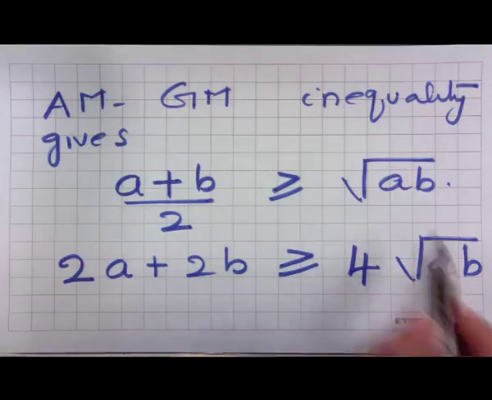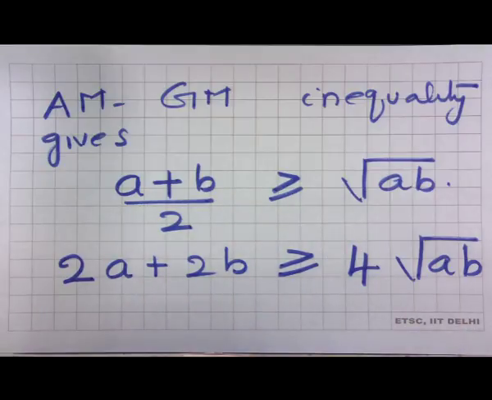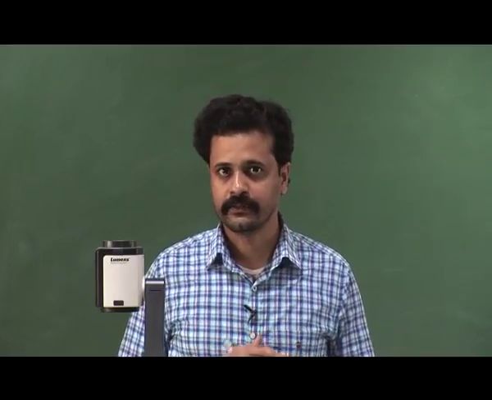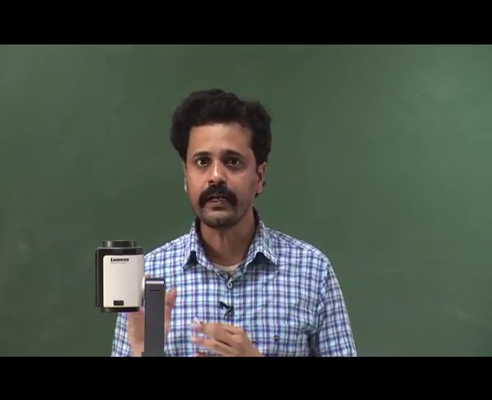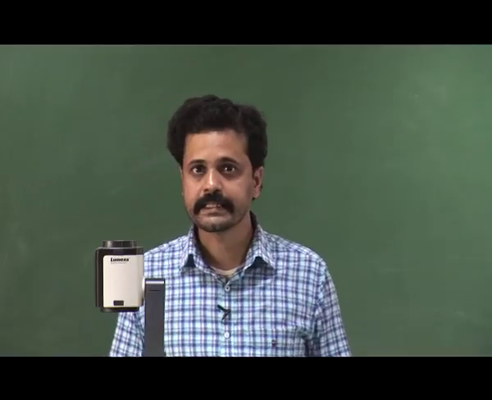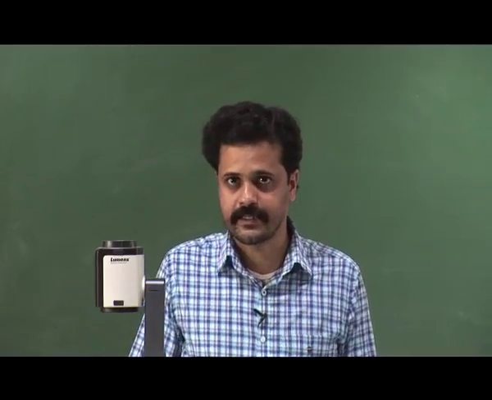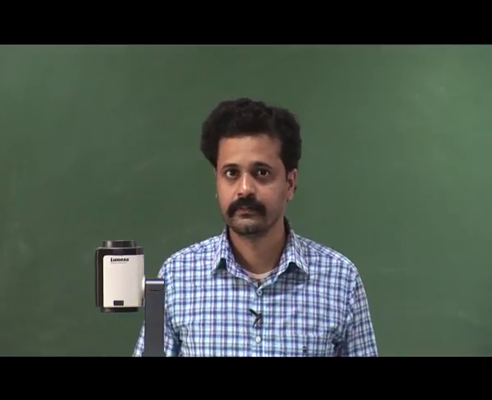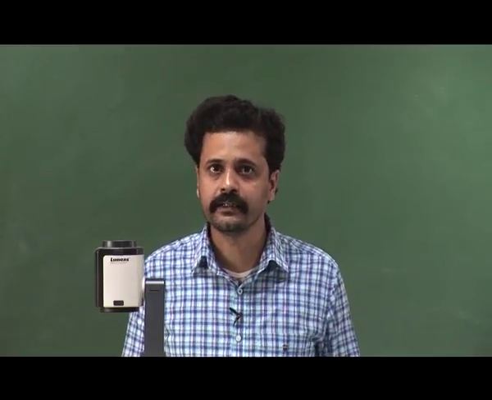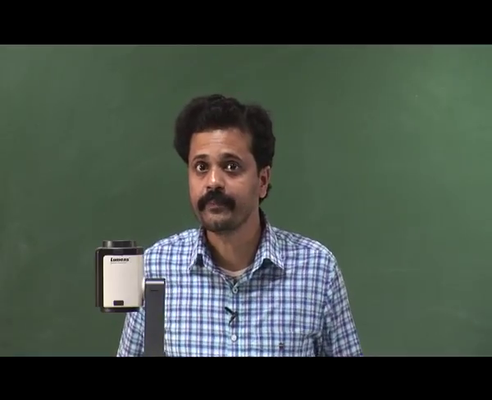Thus, interpreting AM-GM inequality in terms of perimeter, we observe that among all rectangles with equal area, the perimeter of the square is the least compared to the perimeter of any other rectangle having the same area.